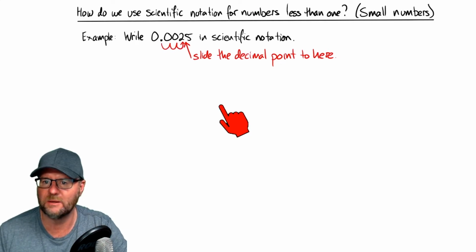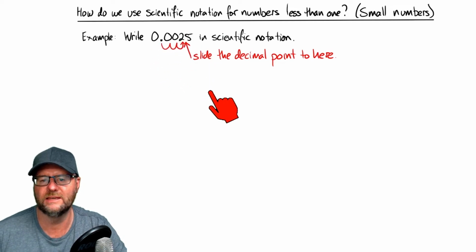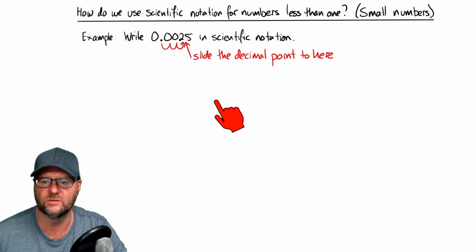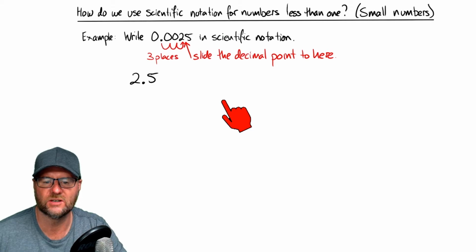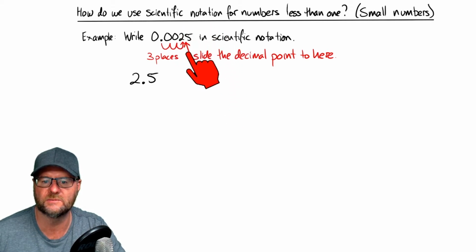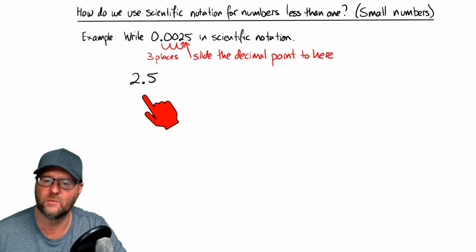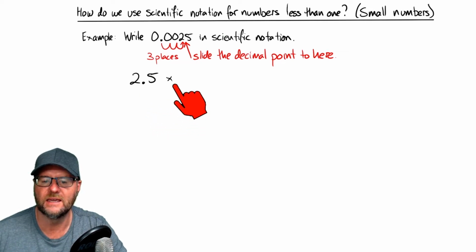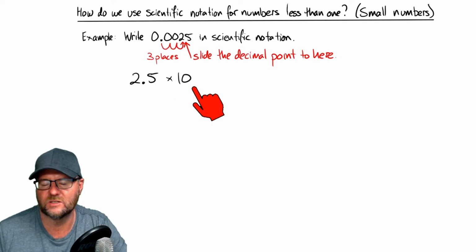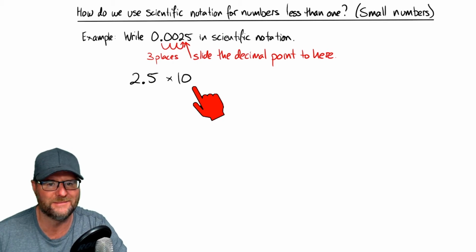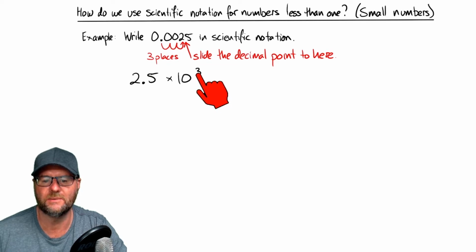Now, to do that, how many places do I have to move it? I can see I move it 1, 2, 3 places for it to end up between the 2 and the 5. So here is how I go about writing my scientific notation. I've moved the decimal, so now it sits between the 2 and the 5. So my decimal part is 2.5. Now remember, with scientific notation, the next piece is a multiplication sign, it's a times. And we have the base of 10, so it's going to be 10 to the power of some number. Now, in this case, we've moved it 3 places, so the number up here is going to be 3.